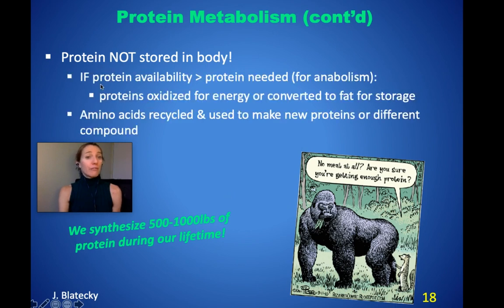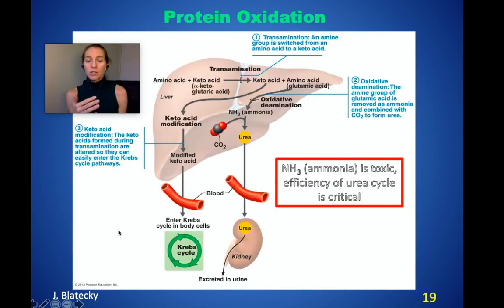So if protein available from our diet is more than what's actually needed to make more proteins, then we will convert those extra amino acids to fat. We can actually undergo lipogenesis here for storage, or we are forced to break down those proteins for energy. And so let me talk about that a little bit. One of the reasons we don't like breaking down proteins for energy is because it makes a toxic waste product.